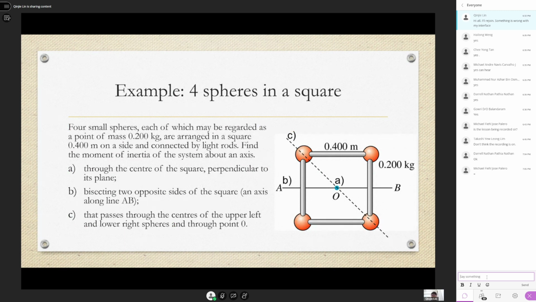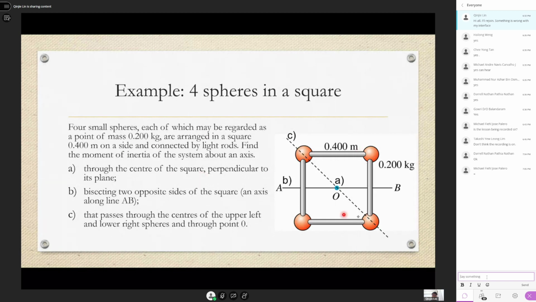Let's take a look at one example. We can see for the same setup how different the moment of inertia will be. Four small spheres, each of which may be regarded as a point mass of 0.2 kg, are arranged in a square 0.4 m on a side, connected by light rods. Light rods means no mass; they want you to think of it as no mass. Find the moment of inertia of the system about an axis, so about three axes. Part A is through the center of the square, perpendicular to its plane.